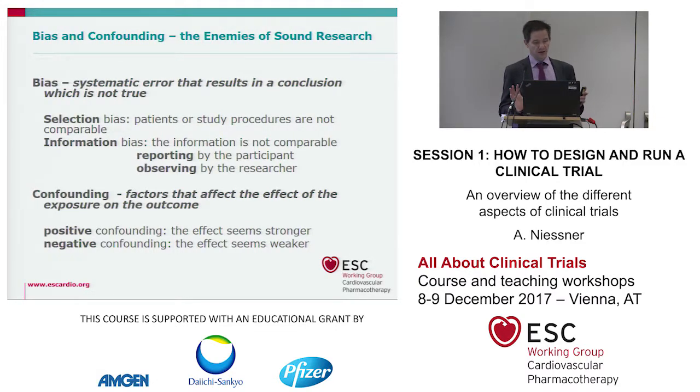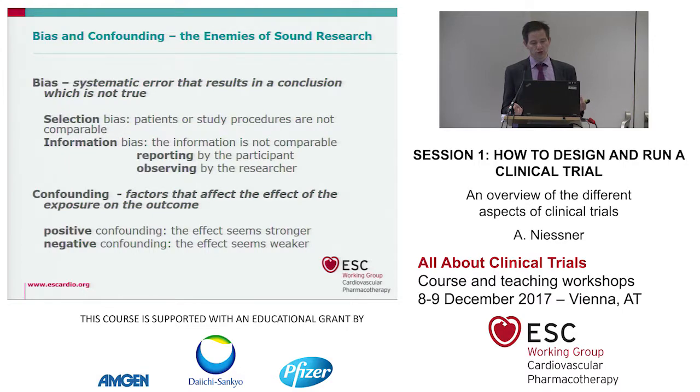Bias means I have a systematic error that results in a conclusion which is not true. So you see something, but that's actually not true. You may have a selection bias. So this means that patient or study procedures are not comparable. So you have two groups and you compare the groups, but actually the patients in the two groups or what you do with the patients in the two groups is not comparable. You could have an information bias. The information you get from the two groups is not comparable.